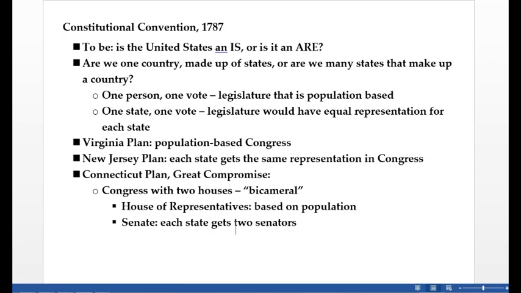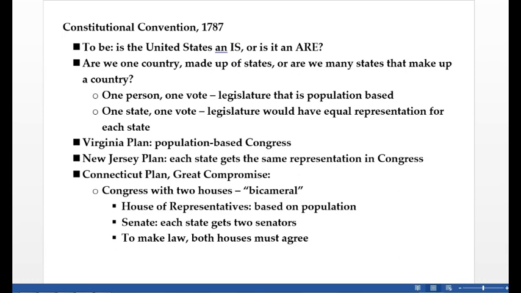To pass a law, both houses must agree on the new law proposed. So if you've got an idea for a law, it has to get a majority vote in both the Senate and the House. Therefore, in theory at least, you have to have a majority of the people of the United States behind it and a majority of the number of states.